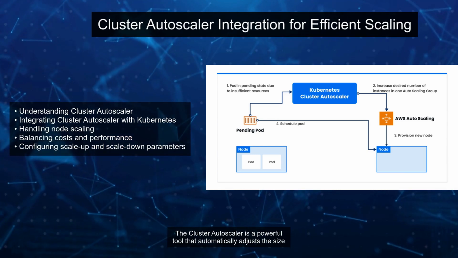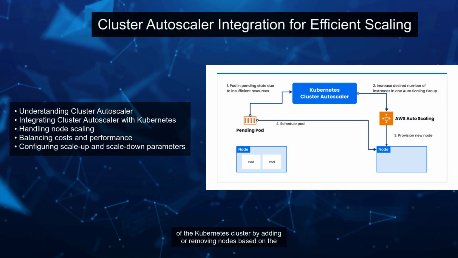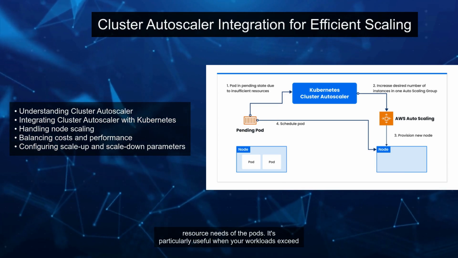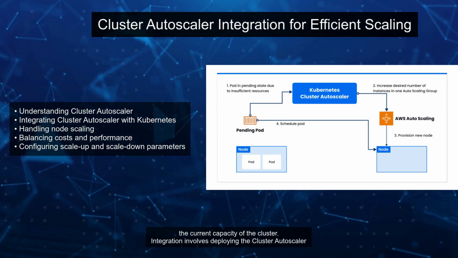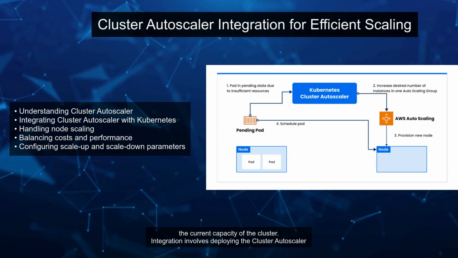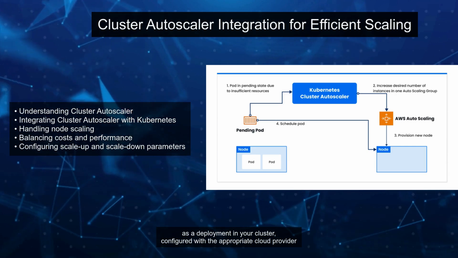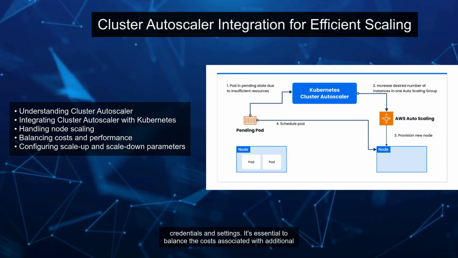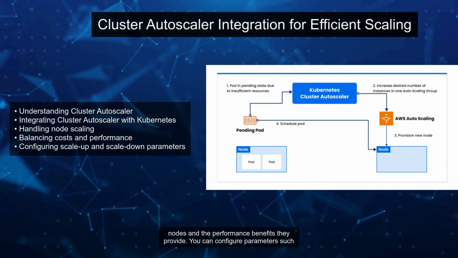The Cluster Autoscaler is a powerful tool that automatically adjusts the size of the Kubernetes cluster by adding or removing nodes based on the resource needs of the pods. It's particularly useful when your workloads exceed the current capacity of the cluster. Integration involves deploying the Cluster Autoscaler as a deployment in your cluster, configured with the appropriate cloud provider credentials and settings. It's essential to balance the costs associated with additional nodes and the performance benefits they provide.